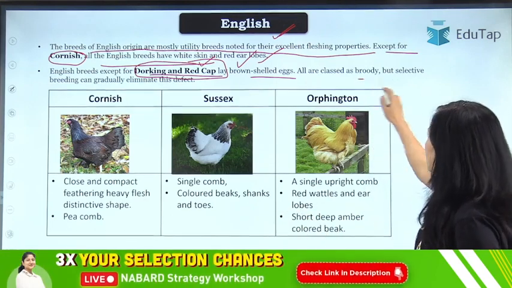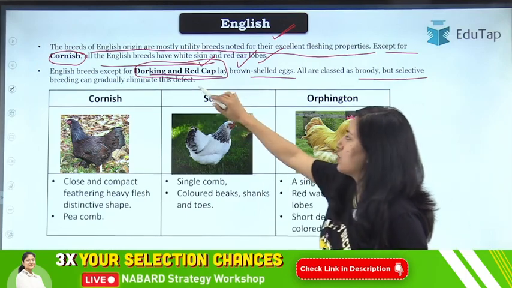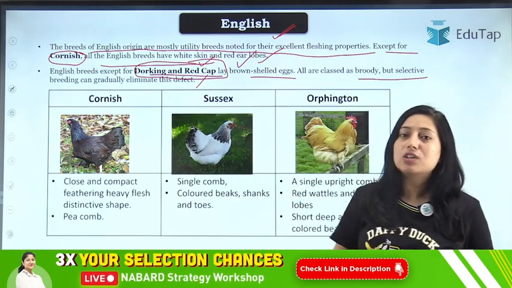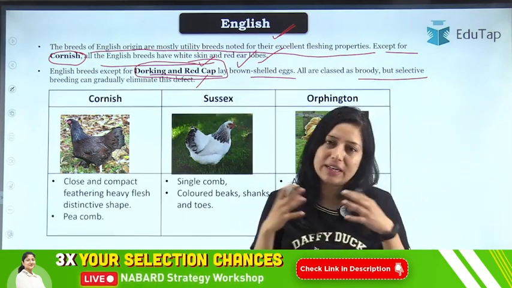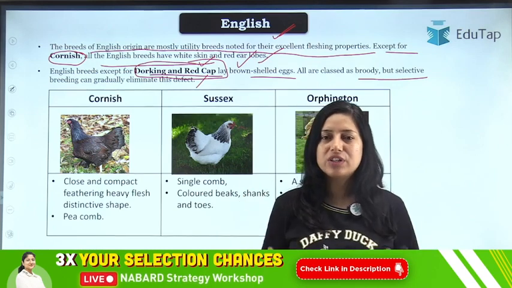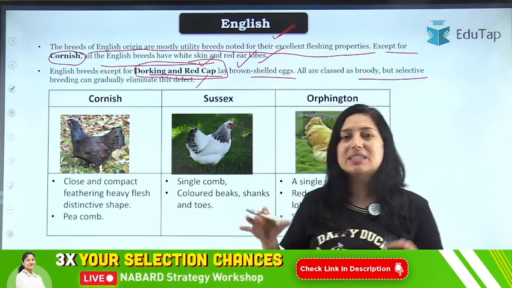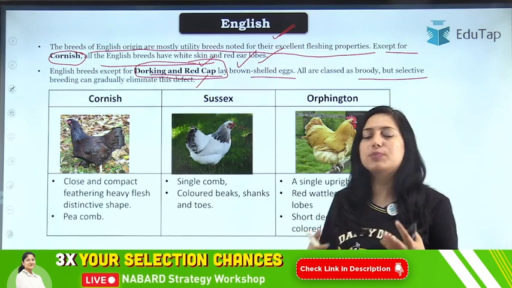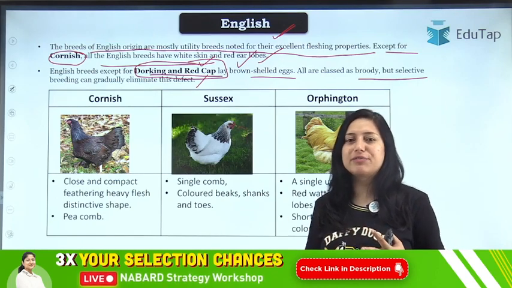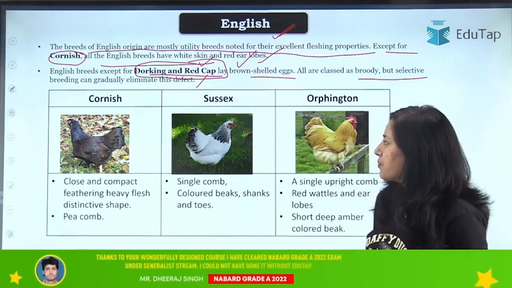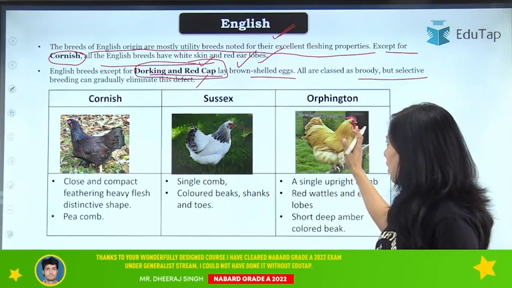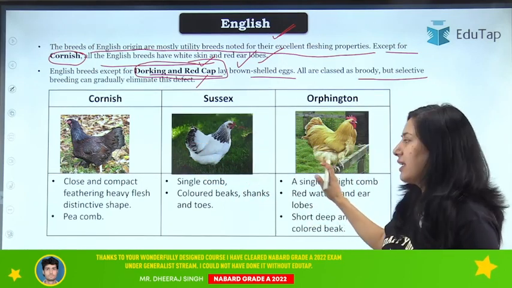All the English class are broody, but selective breeding can gradually eliminate this defect. So basically the English poultry breeds, belonging to English origin, are broody, but this characteristic can be removed by selective breeding. Okay, through selective breeding we can remove this defect. Clear? So we have Cornish, Sussex and Orpington.